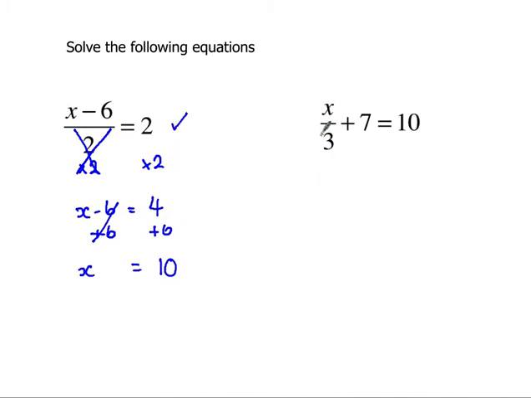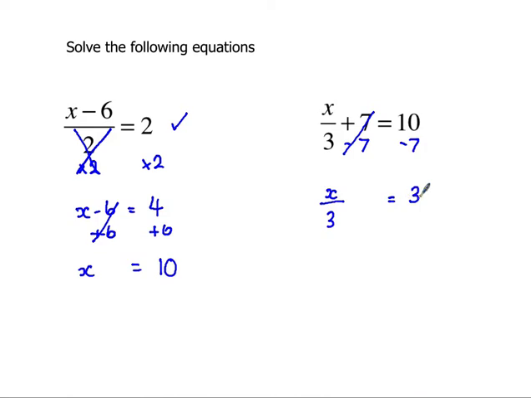Just realised I forgot to check the last one. Anyway, this one here, because only this has been divided by 3, I am free to get rid of this plus 7 first of all, so let's do that. And take it away from both sides. So that will leave me with just the x over 3. And on the right hand side I've got 10 take away 7, which is 3.